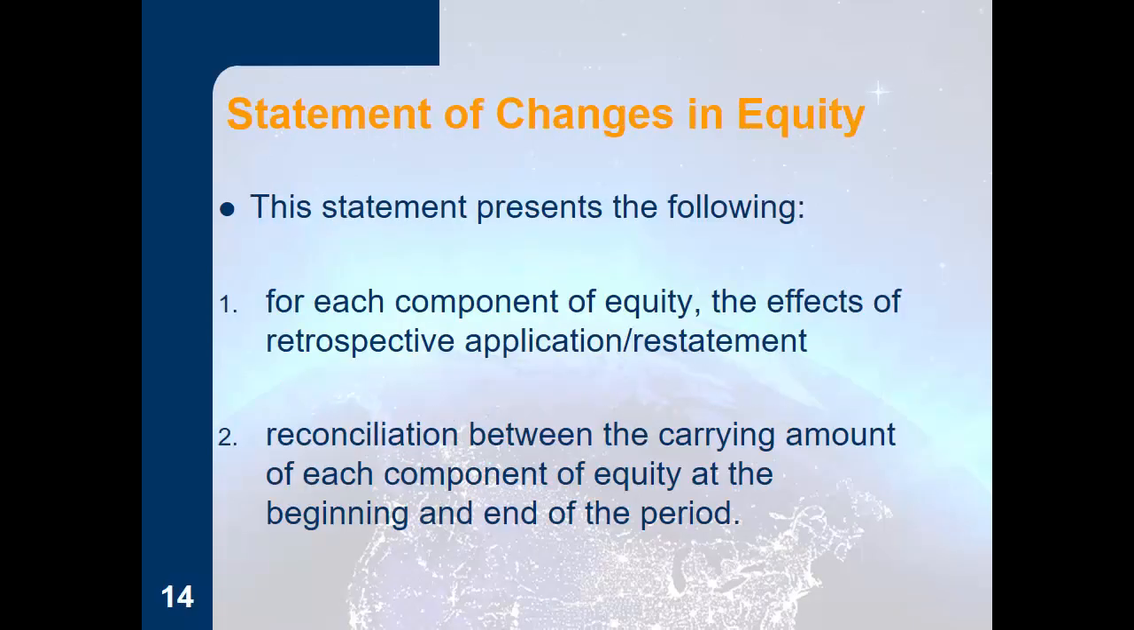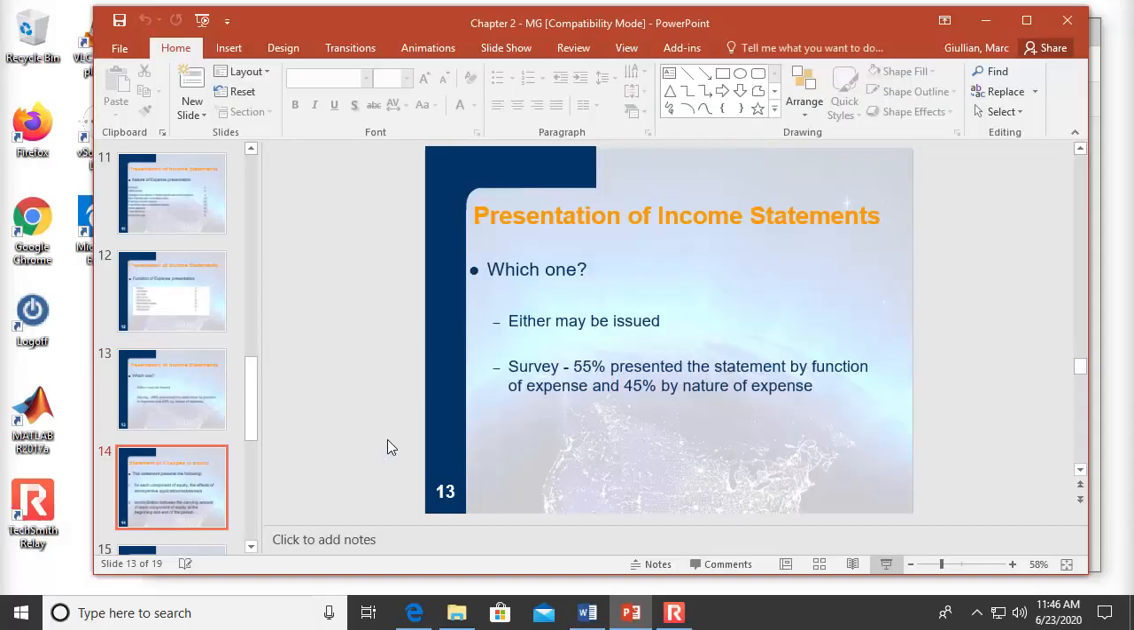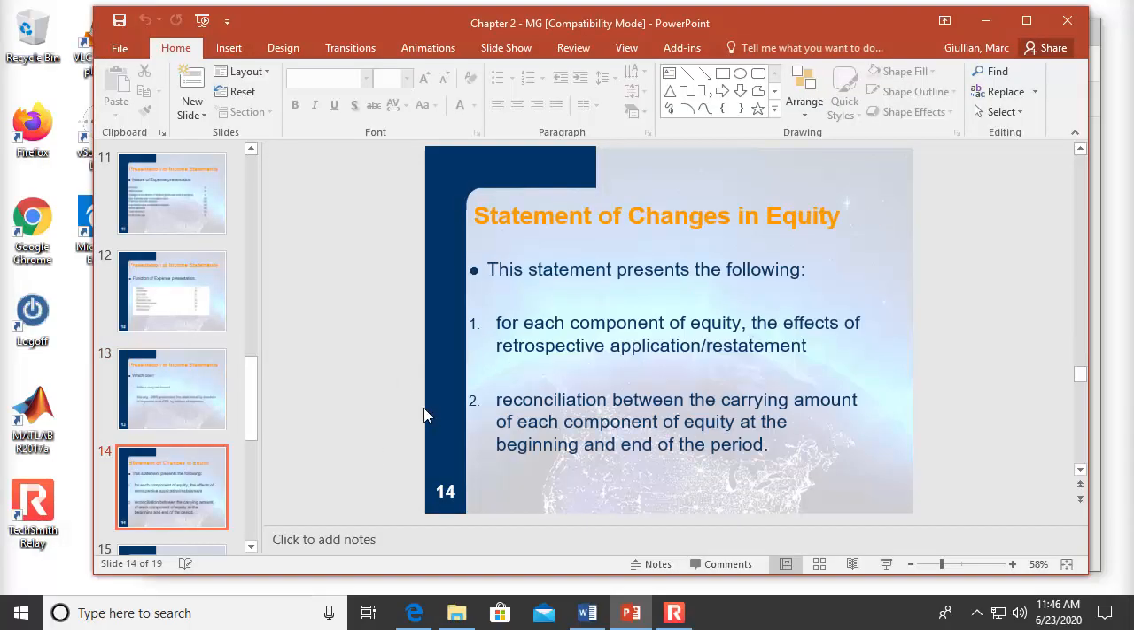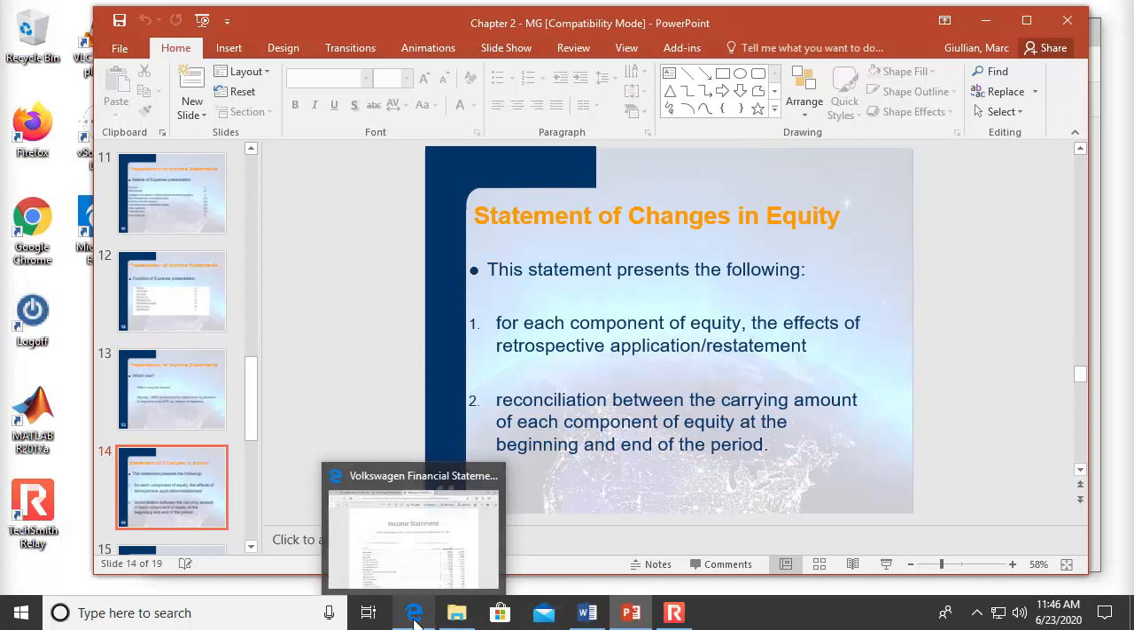Next, the statement of changes in equity. This statement is intended to show us how each component in the equity section of the balance sheet changes from the beginning of the period to the end of the period. So it's a reconciliation basically to show us how the changes work. So let's look at one quick example of a statement of changes in equity, and we'll go to Nestle for that.